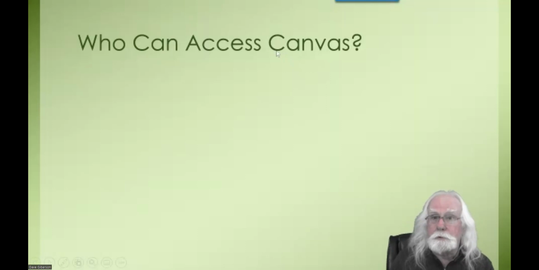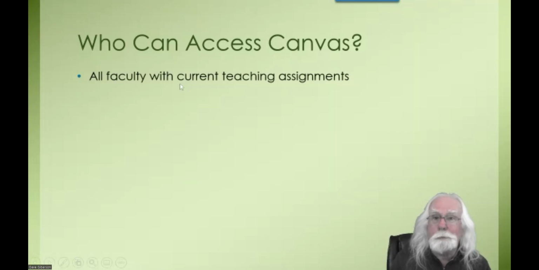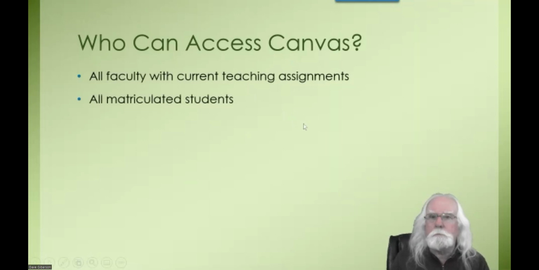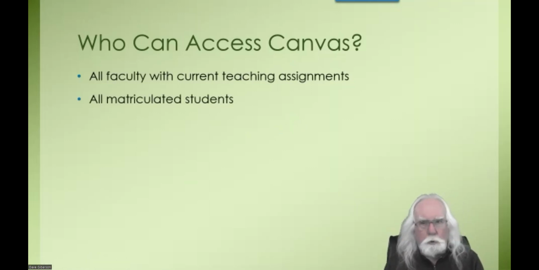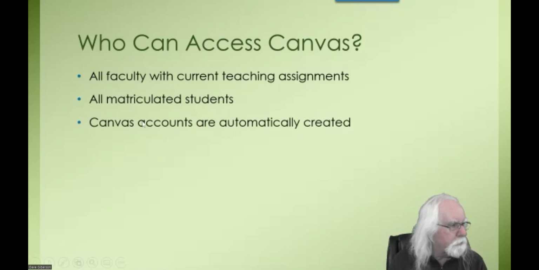So, who can get into Canvas, and how do they do it? All faculty with current teaching assignments automatically have an active Canvas account. It's created automatically when you get your first TAO, and it stays active as long as you've taught within the last semester or two. All matriculated students have access to Canvas. They get an active Canvas account when they register for their first course. Not their first online course, but their first course, period. So all of your students will have access to Canvas. And all of this happens automatically through an integration process between PeopleSoft and Canvas.